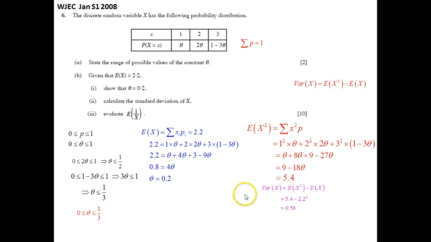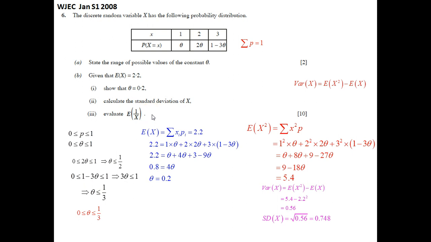So the variance is E of X squared minus E of X all squared. So 5.4 minus 2.2 all squared, which becomes 0.56. Then the standard deviation is the square root of that, which is 0.748.